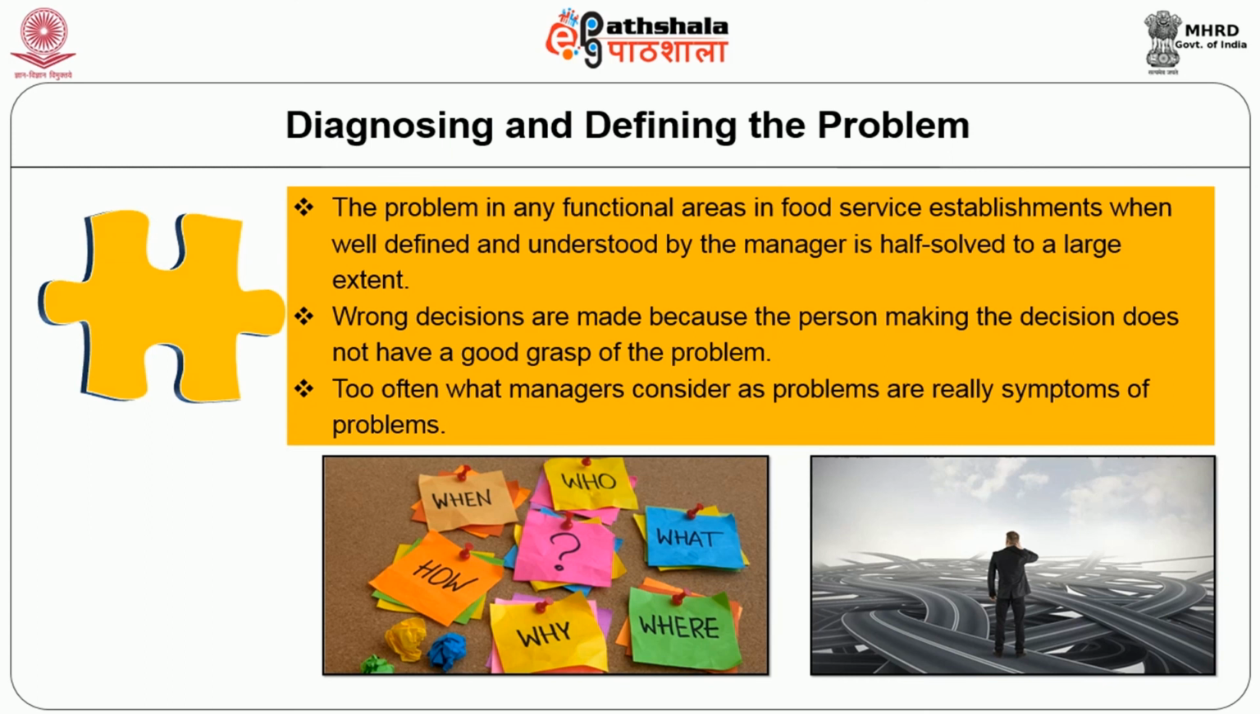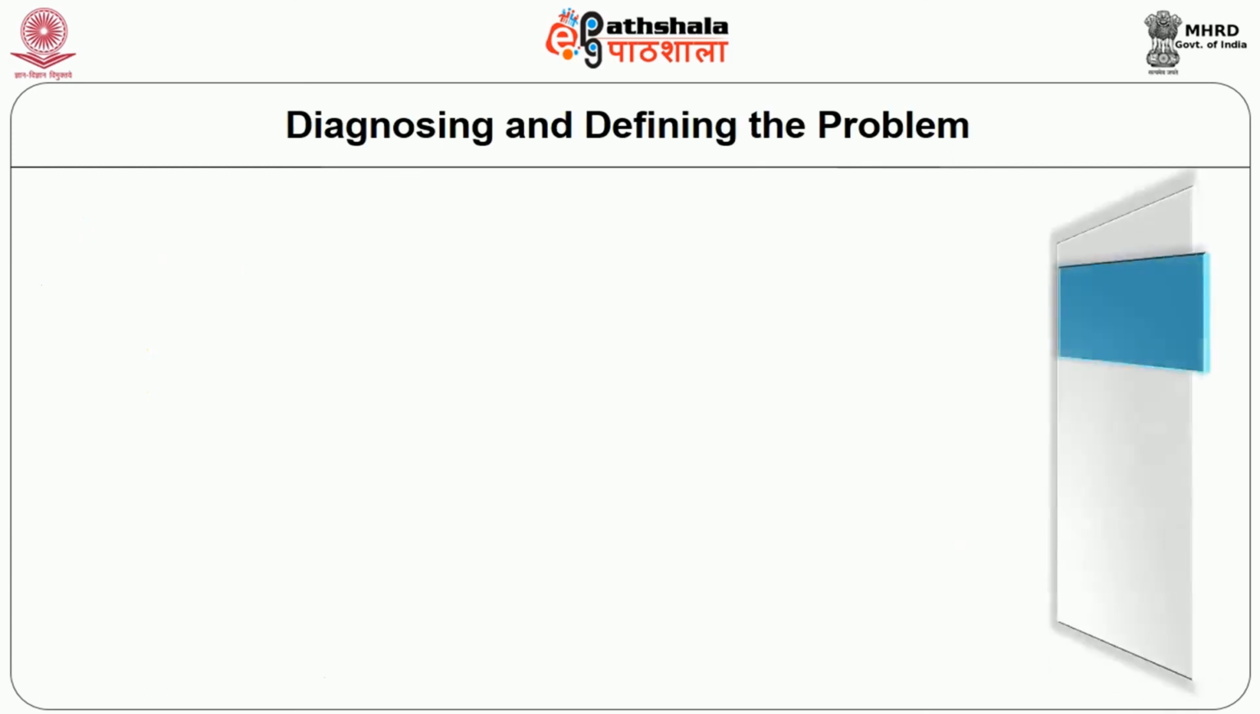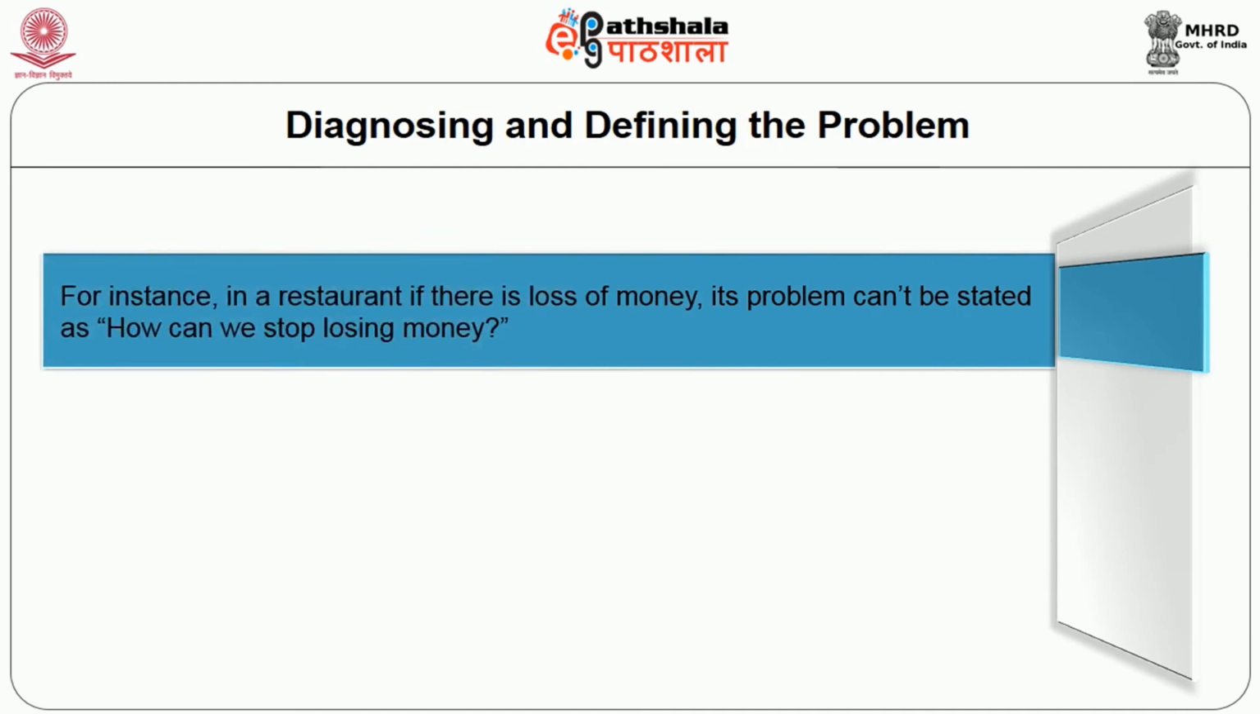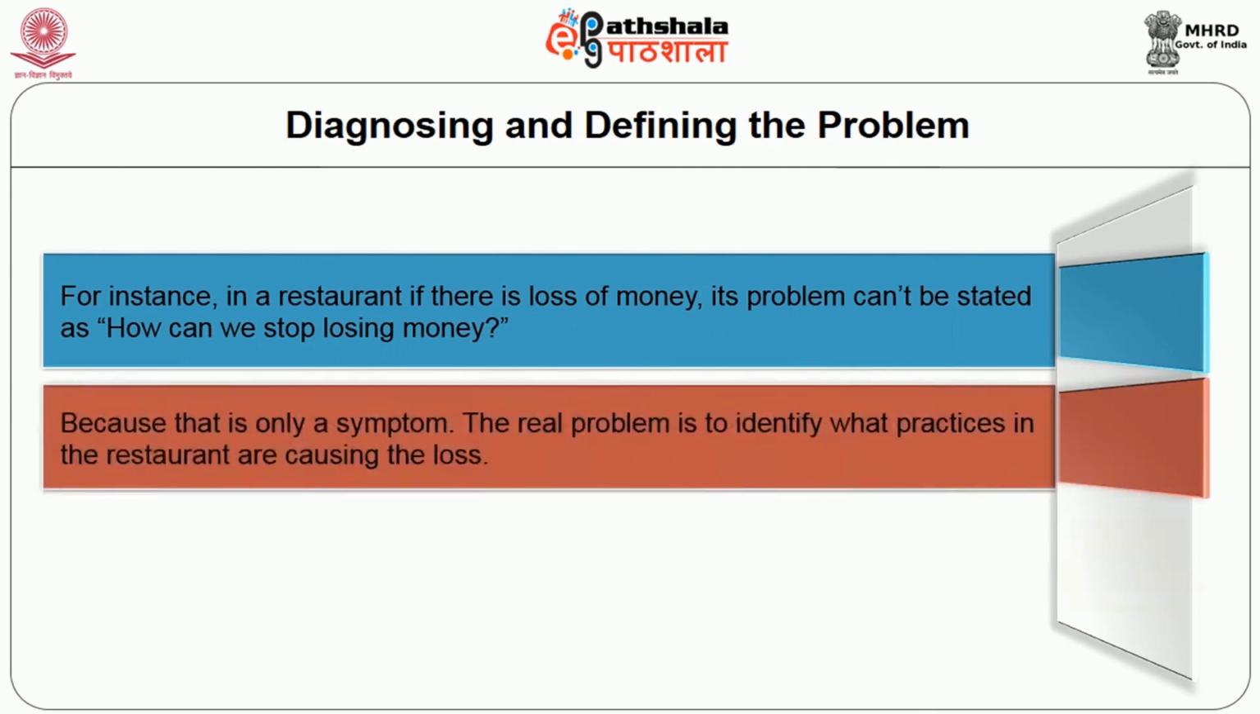For example, in a restaurant, if there is loss of money, it is a problem that cannot be stated as how can we stop losing money, because this is only a symptom. The real problem is to identify what practices in the restaurant are causing the loss.